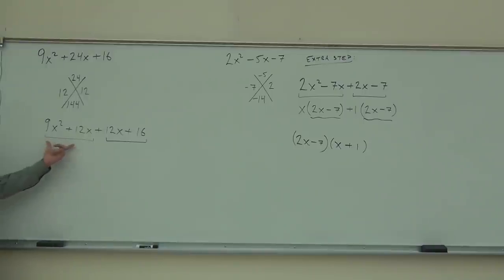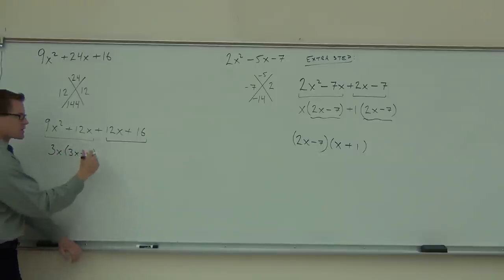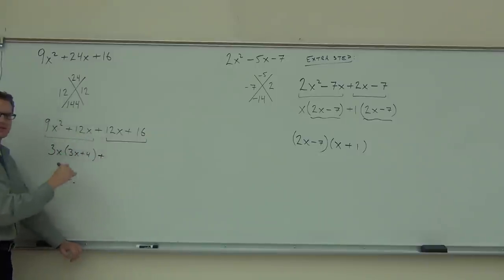What factors out of the first two? 3x. What are we going to be left with from this part? Great. Remember, you can always check by just distributing to make sure you have that right. That's key. Then we're going to have a plus because we have a plus there. That sign's going to follow down.